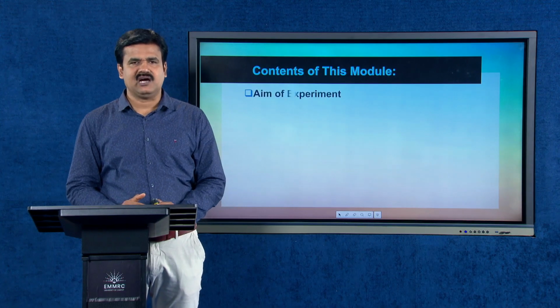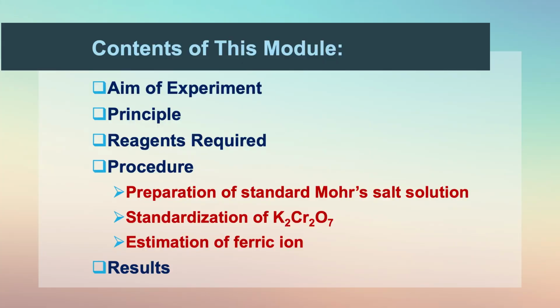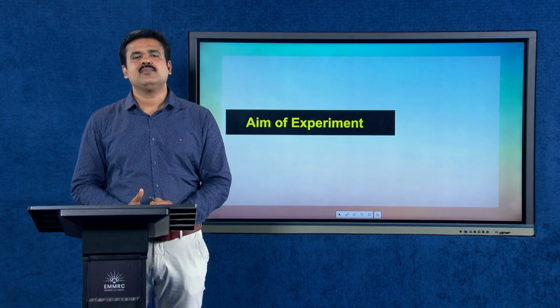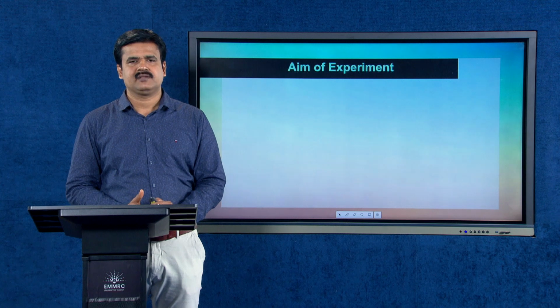Contents of this module are aim of the experiment, principle behind the experiment, reagents required for the experiment, experimental procedure, that is preparation of standard Mohr's salt solution, standardization of potassium dichromate, estimation of ferric ion, and calculations and results of this experiment. First of all, aim of the experiment.